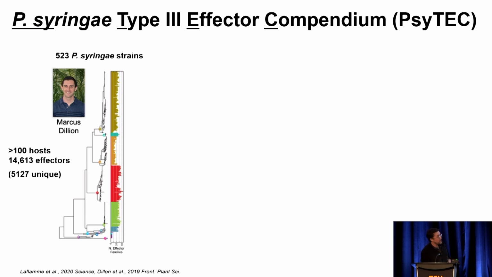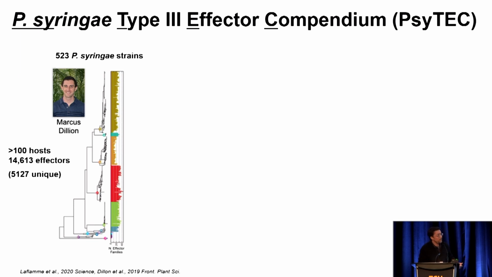So the lab of David Guttman had fully sequenced over 500 strains of Pseudomonas syringae from over 100 different hosts. And then from those strains, we could extract all the effector sequences, and there were over 5,000 unique effectors in Pseudomonas syringae. Now that's still a pretty high number if we want to do functional work.